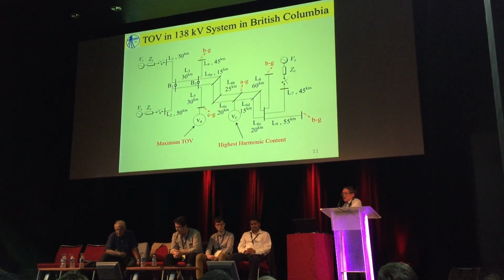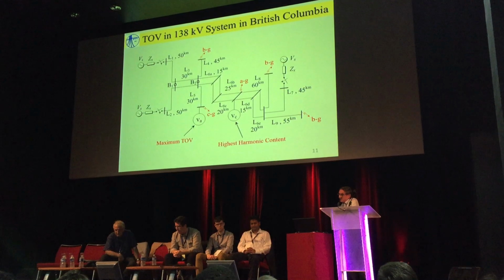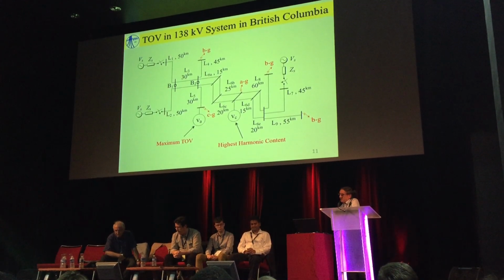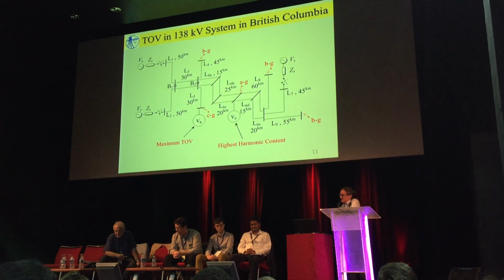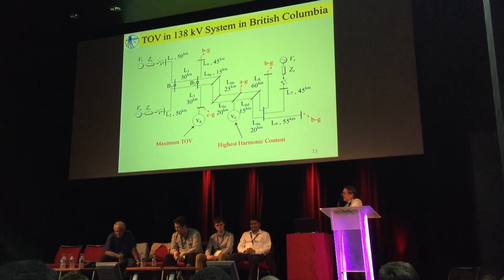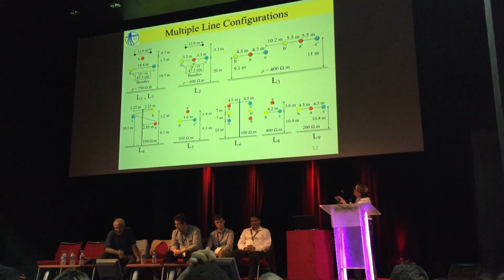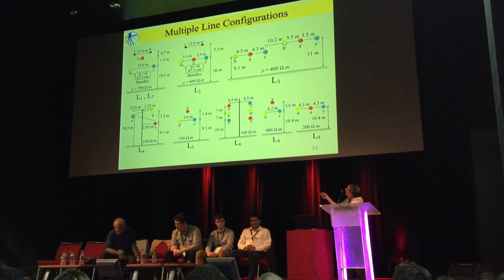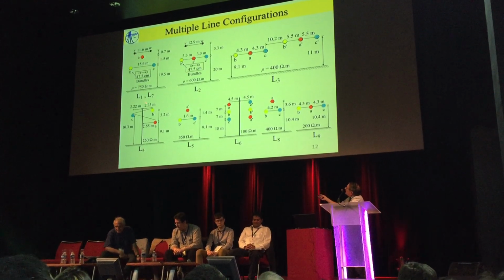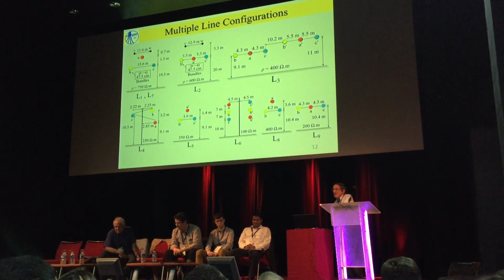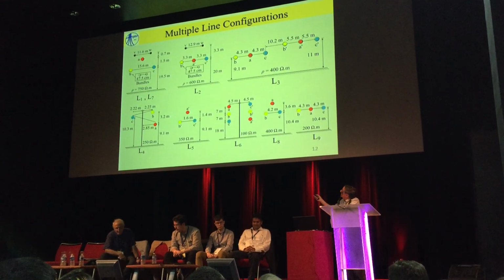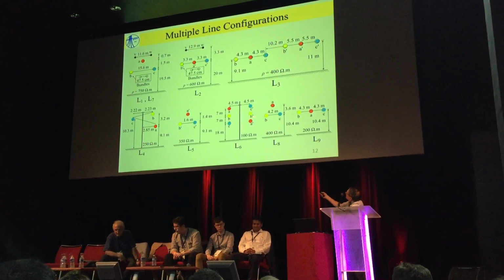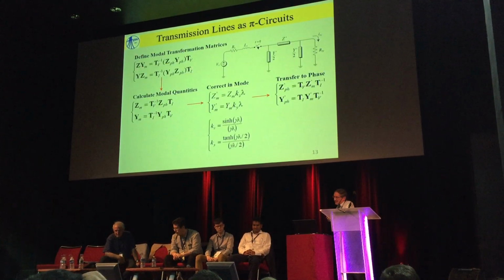I'll skip this one and I'll go directly to the simulation results. This is, as I said, the TOV study in BC Hydro's 138 subtransmission network, which is pretty extensive, and it has a large variety of sources, different types of transmission lines, etc. We go from double circuit, single circuit, vertical lines, horizontal lines, all the possible line configurations here, and a wide range of resistivities as well.